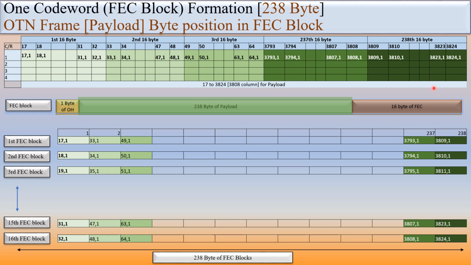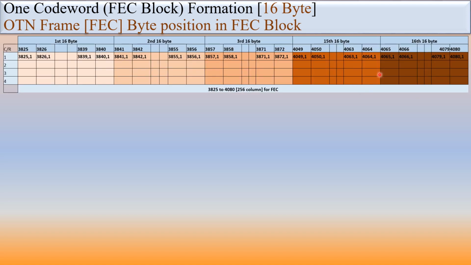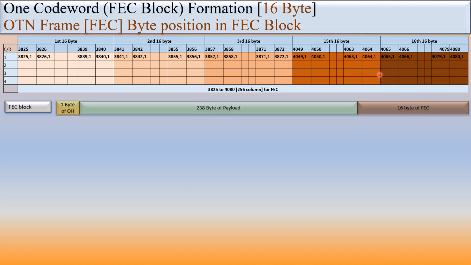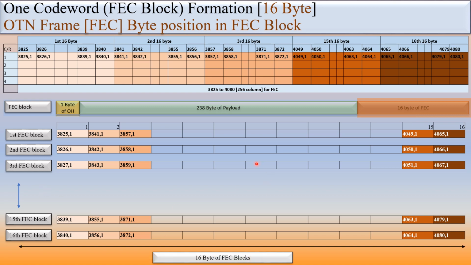So let's see for the 16 byte of FEC. In one code word formation, what will be the position of 16 byte that is taken from this FEC area? This is a 16 byte of FEC. You can see here, if we divide 256 by 16, it will give us the number 16. Means there will be total 16 groups of 16 bytes for the 16 FEC blocks.